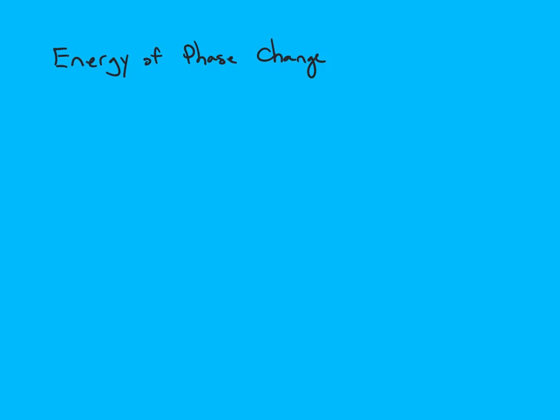Hey everybody, this next video lesson is going to discuss the energy that is absorbed or released when things change states of matter. This is called energy of phase change. A phase change is a transition between solid and liquid or liquid and gas. We're going to talk about the energy lost or gained by the transition between solids, liquids, and gases.